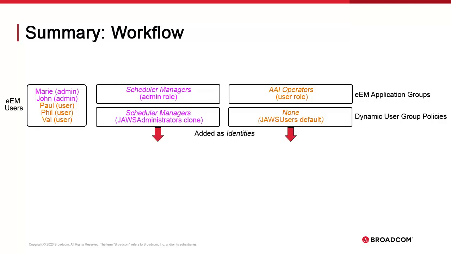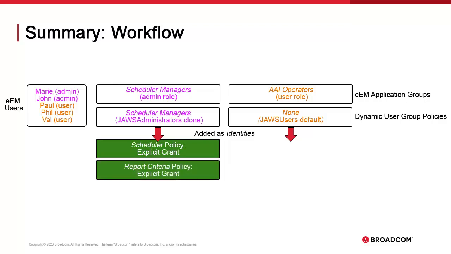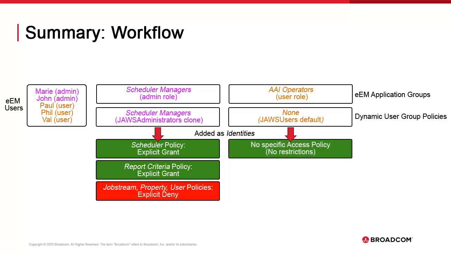For the scheduler manager group, we define a policy with an explicit grant on schedulers. We clone the scheduler policy and add the scheduler manager's application group as an identity. In all likelihood, scheduler managers will need access to reports as well, and so we do the same. Then we set explicit deny policies on all other topics, Jobstreams, custom action, property, and so forth. For the operator group, there's no need for access policies. JAWS users de facto will keep them from doing any real damage in AAI.